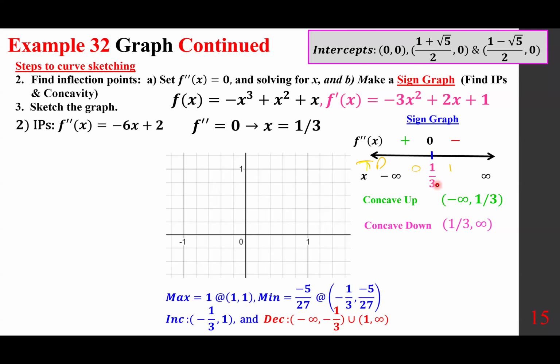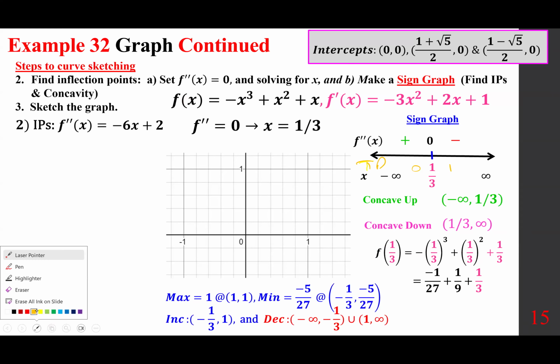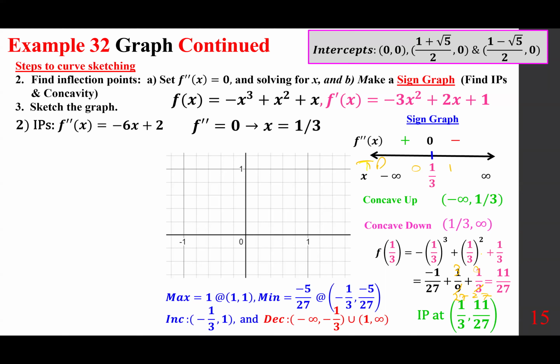So what is the y-coordinate? We have to plug into f of x. So f of 1/3 is minus 1/3 quantity cubed plus 1/3 squared plus 1/3. This is 1/27. This makes it negative. 1/9, 1/3. And again, 27 is the common denominator. So if this is 27, this is 3. If this is 27, this is 9. 3 and 9, 12 minus 1 is 11. So 11/27. That's the inflection point.